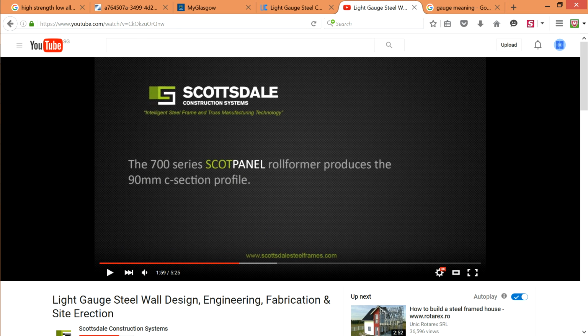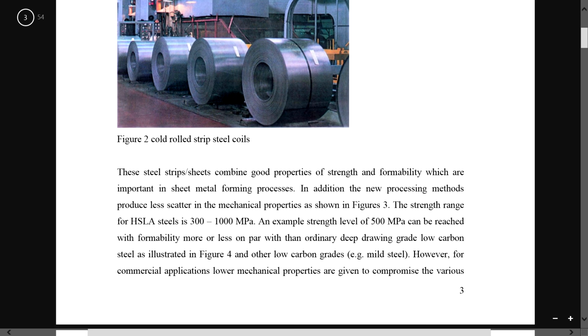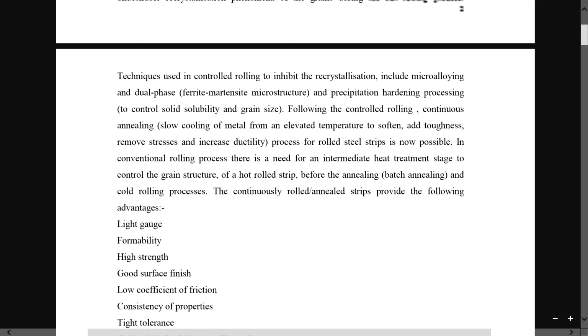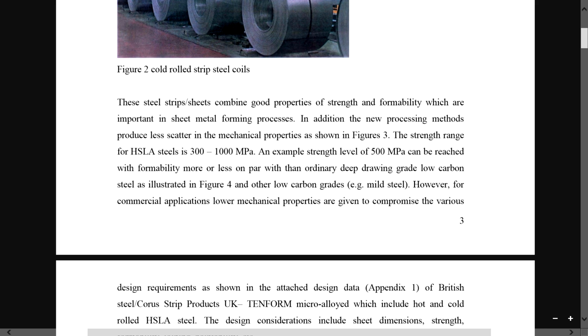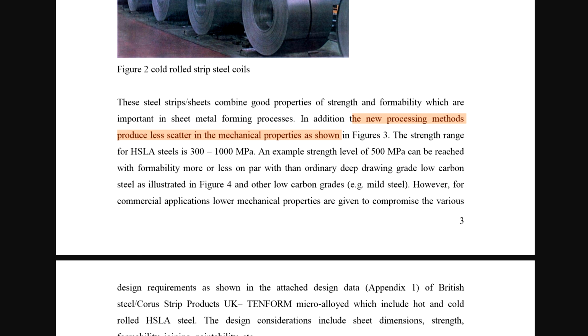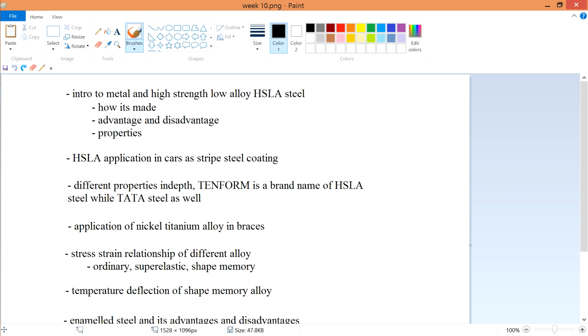Nonetheless, there are other things like coefficient of friction, etc., that I haven't mentioned, and its advantages, in case you don't know. And these new processing methods produce less scatter in the mechanical properties. The strength ranges from 300 to 1000 megapascal, and I'll not go on as much, because this will touch on the properties. There is quite a lot to talk about, so I will try to split the videos into two.